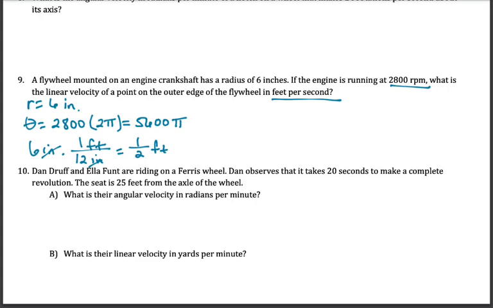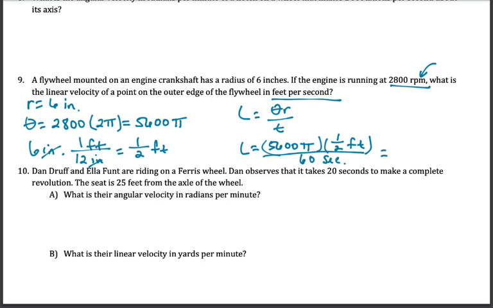Okay, so finding linear velocity, we're going to do theta times r divided by time. We don't have the angular velocity this time, so we need to use this formula. So theta is 5,600 pi times my radius, which is 1/2 of a foot, over time. I forgot to write that, but we went revolutions per minute, and we need our time to be in seconds, so we're going to say 60 seconds.